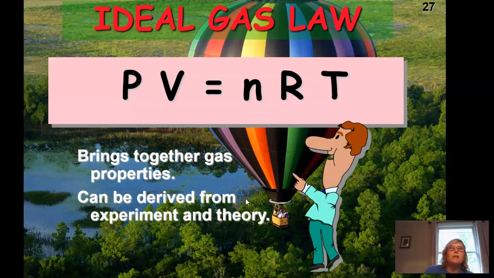So this was actually derived from experiment and theory, and this is how we got that ideal gas law equation. So in the ideal gas law equation, you can solve for pressure, you can solve for volume, you could solve for moles, or you could solve for temperature. R is a constant that will be given to you, and I'll explain that in the next slide. Temperature must be in Kelvin. n is in moles, V has to be in liters, and pressure is in ATM.